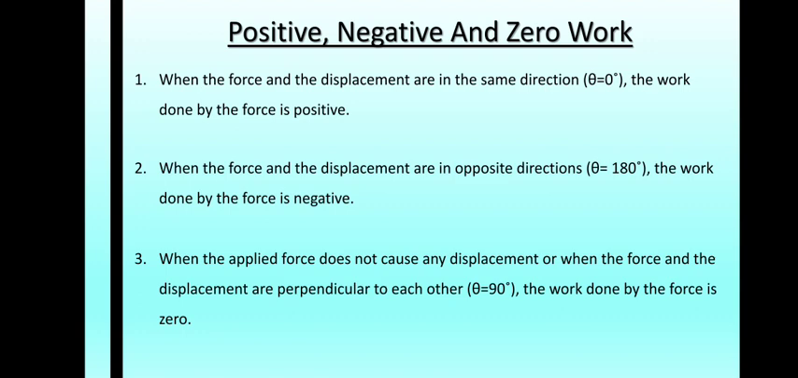Now when the force and displacement are in the same direction, so theta will be 0, and that is why the work which is done will be positive work done, right? Now when the force and displacement are in opposite direction, means you are applying force in one direction and the displacement is happening in another direction, so theta will be equal to 180 degree. In that case, the work which is done by the force is negative.